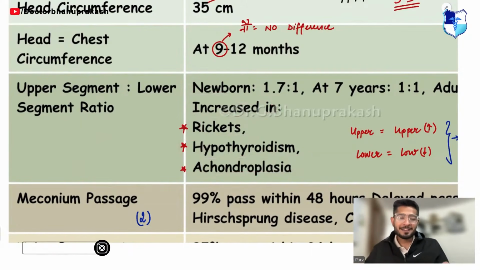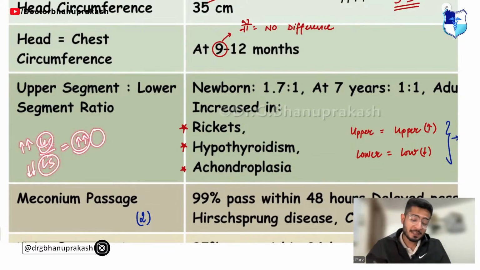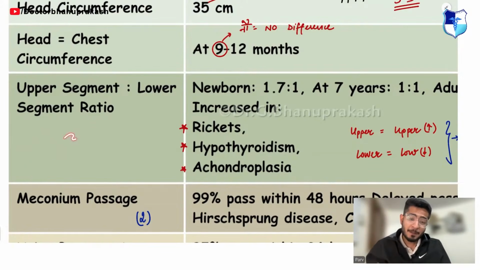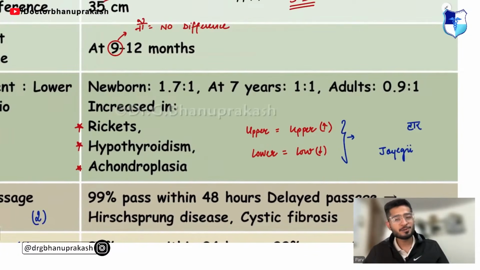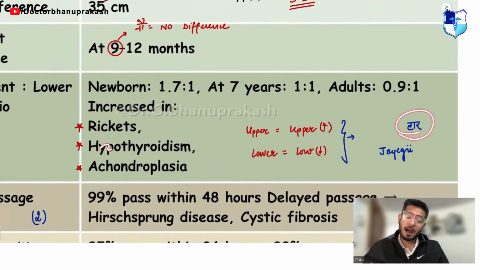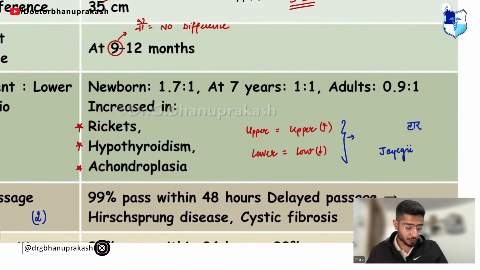Okay, so have you got my mnemonic? I said the upper segment to lower segment ratio is going to increase if LS is decreasing, if US is increasing. What does this mean? Lower is getting more lower. If children who are already short, stuck at 140 or 130, become even shorter, then I will get HAR. HAR is hypothyroidism, achondroplasia, and rickets. So the upper segment to lower segment ratio is going to increase.